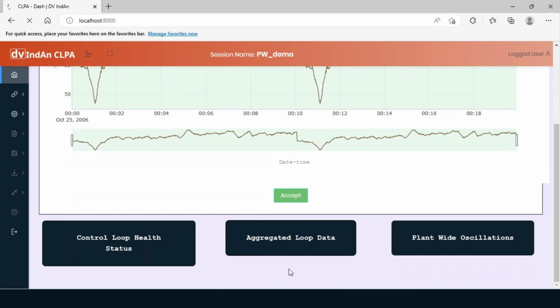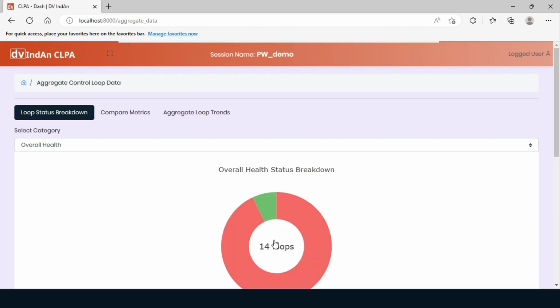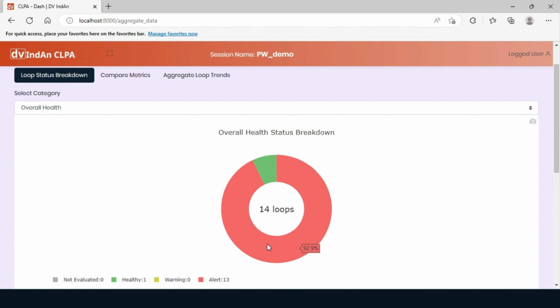Aggregate control loop data can be accessed through this button. The first tab in the Aggregate data window provides the breakdown of loop health status. Looking at this donut chart, it is clear that only 1 out of the 14 loops is healthy with respect to overall health, and the remaining 13 have an alert.